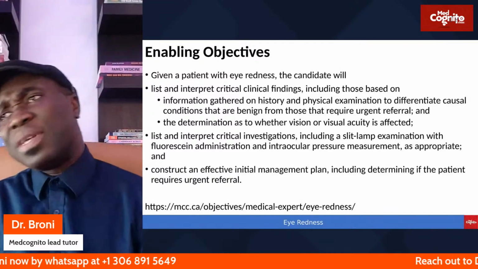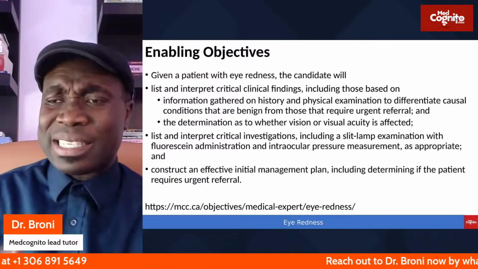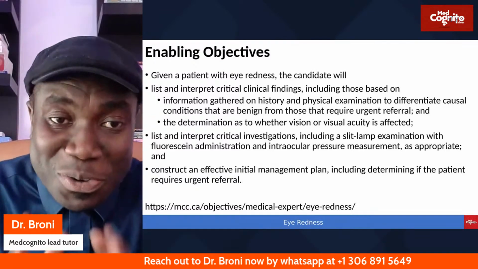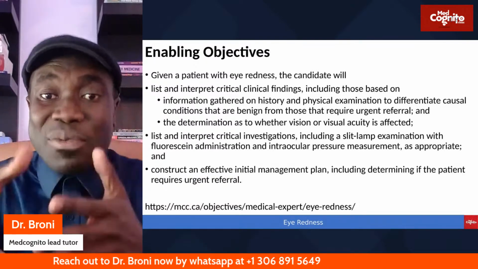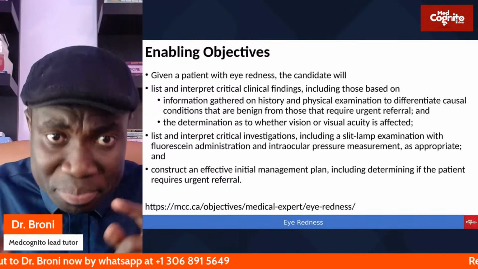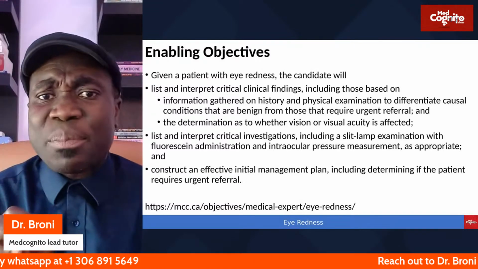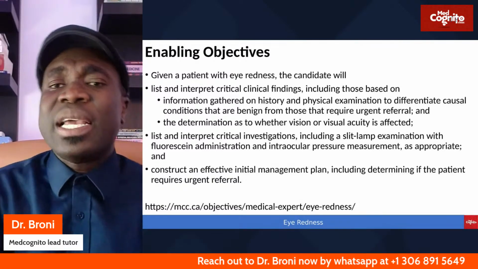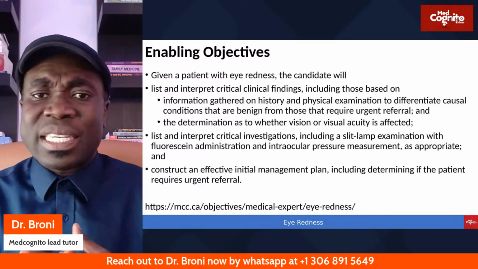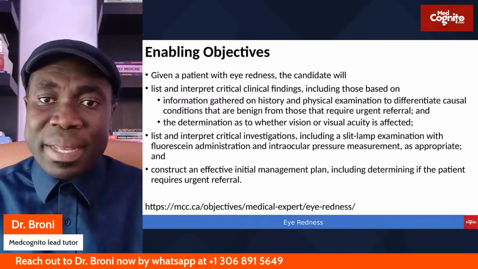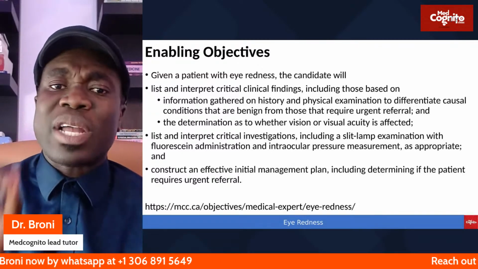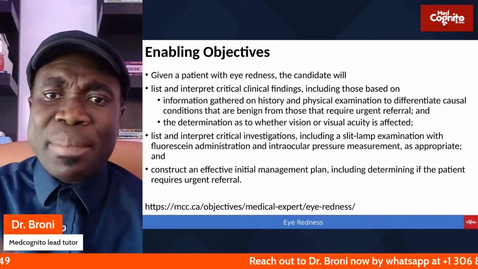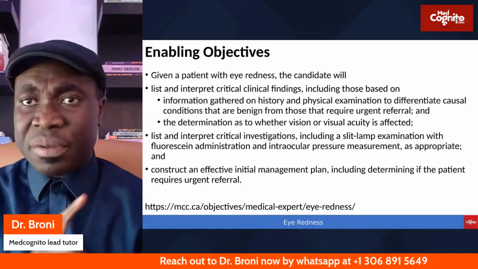Now, I'm dealing with this topic because a lot of us as healthcare providers, when it comes to eye cases, go like, hey, I don't know what to do. That is why we are dealing with this particular topic today. You must also list and interpret critical investigations, including a slit lamp examination, fluorescein administration and intraocular measurement as appropriate, and construct an effective initial management plan, including determining if the patient requires urgent referral.